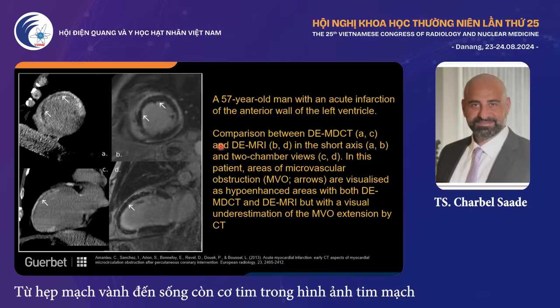This is a 57-year-old male with an acute infarction of the anterior wall of the left ventricle. As you can see here, this is where they use dual energy. You can actually see there is no contrast enhancement there. You can see it here on the 2-chamber long axis. Now, when you come to look at cardiac MRI, it's a very small, subtle finding. So in this case, CT did show it quite nicely.